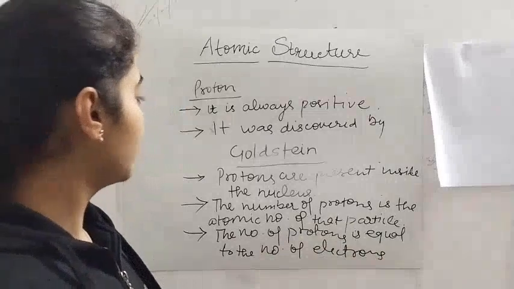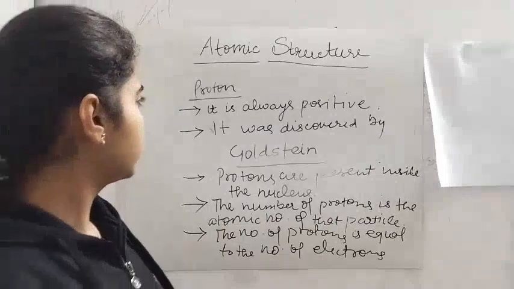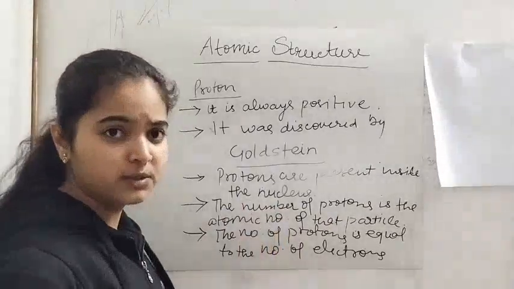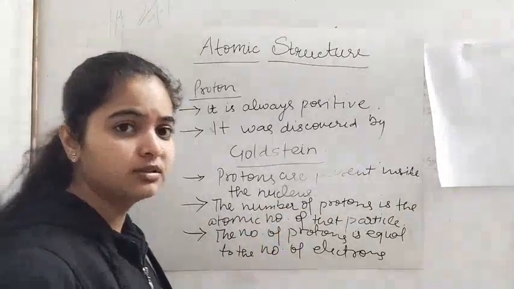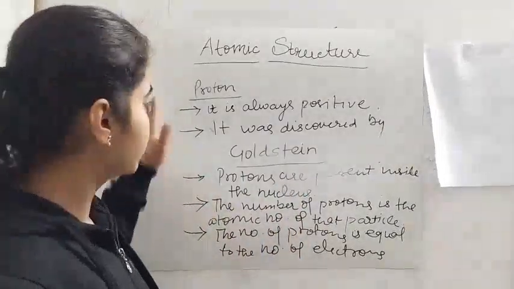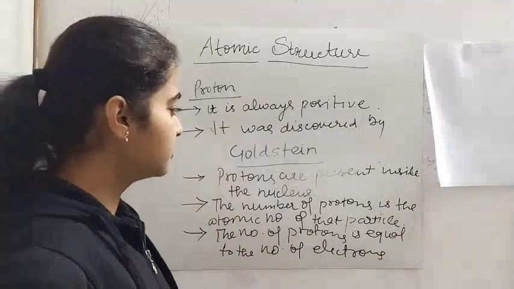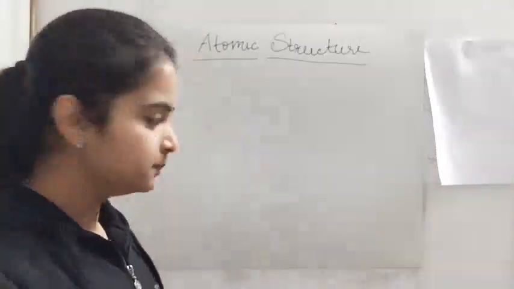So these are five points about the proton, and the thing that in the periodic table the elements are arranged according to their atomic number is not to be written. So write down these 5 points. So this is all about the proton. Now comes the electron.